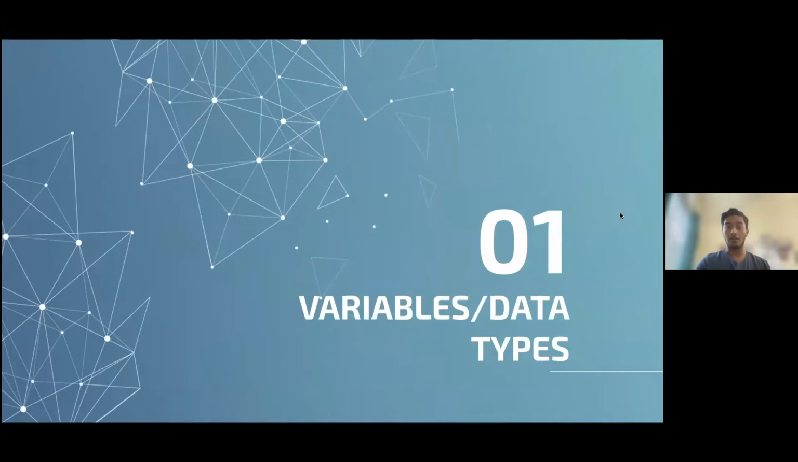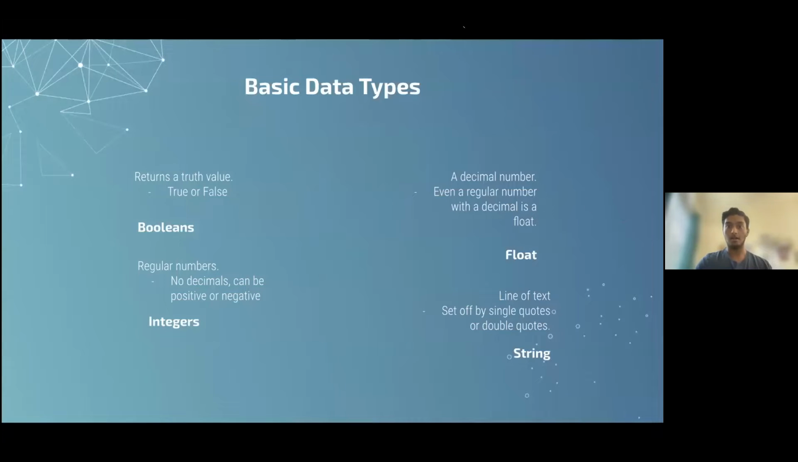So the first thing we'll be covering is variables and data types. There are four basic data types. The first is Booleans, which returns a truth value, either true or false. The second type is float, which returns a decimal number. So even a regular number with a decimal is a float, like 1.5 or 3.0. The third type is integers. These are simply regular numbers, no decimals, and can be positive or negative, like -1 or 1. And finally is the string data type. This is simply a line of text that is set off by single quotes or double quotes.